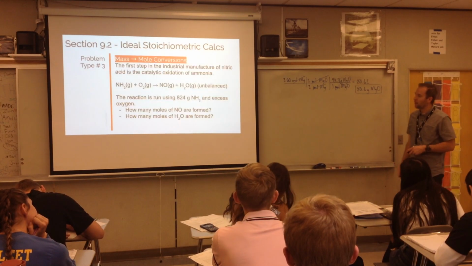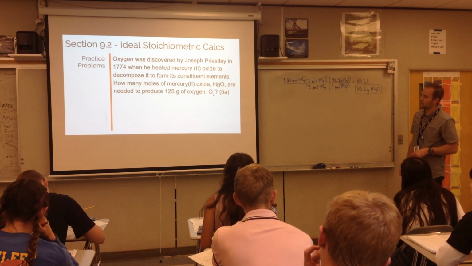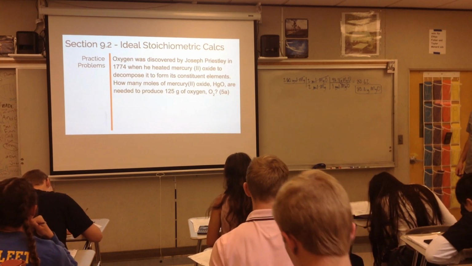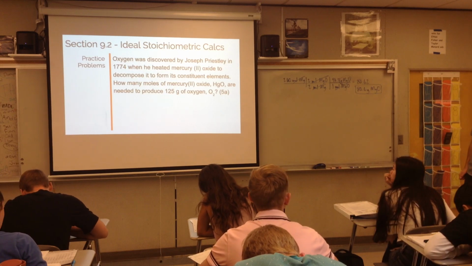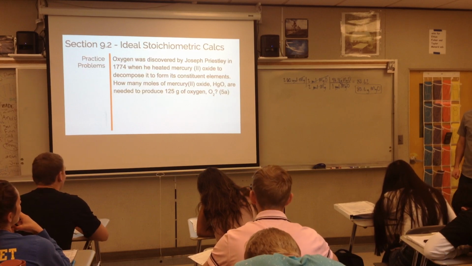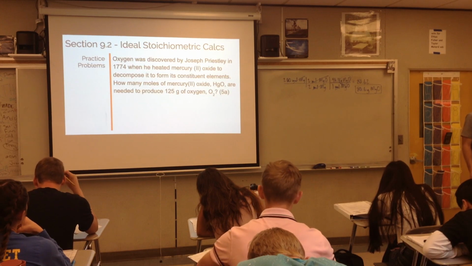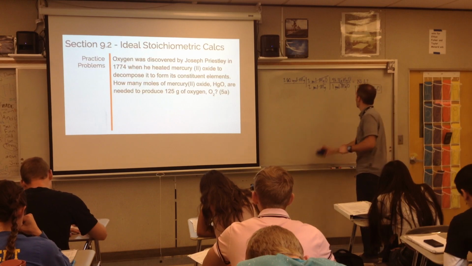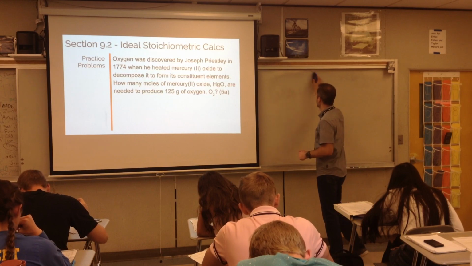Let's look at number 5. Just going to turn it over there. So this says oxygen was discovered by Joseph Priestley in 1774 when he heated mercury oxide to decompose it to form its constituent elements. How many moles of mercury(II) oxide are needed to produce 125 grams of oxygen? First thing we've got to do, write our balanced chemical equation. So let's start there. You guys go ahead and do that. It's a decomposition reaction. It tells us everything we need to know about this thing.